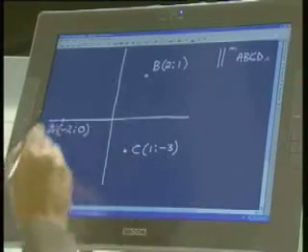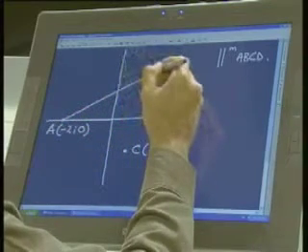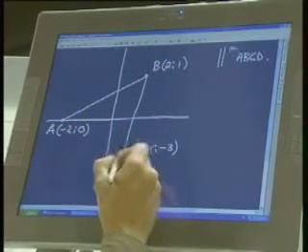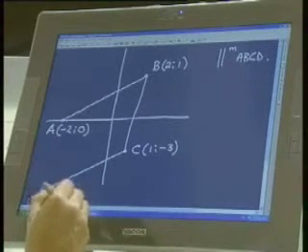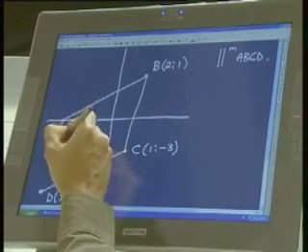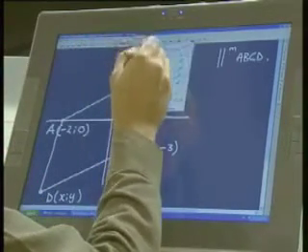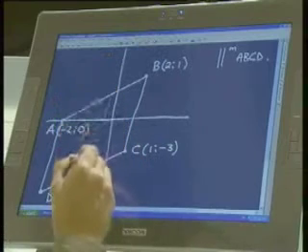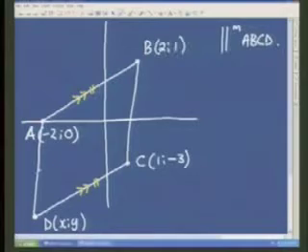Now, notice, guys, they did not give me the fourth vertex. If I join AB and BC, I bring D down here somewhere. It's a coordinate pair D(x, y). Now, remember the defining property of a parallelogram: opposite sides are parallel, and they are also equal in length. So this is just as long as that, and they are also parallel.